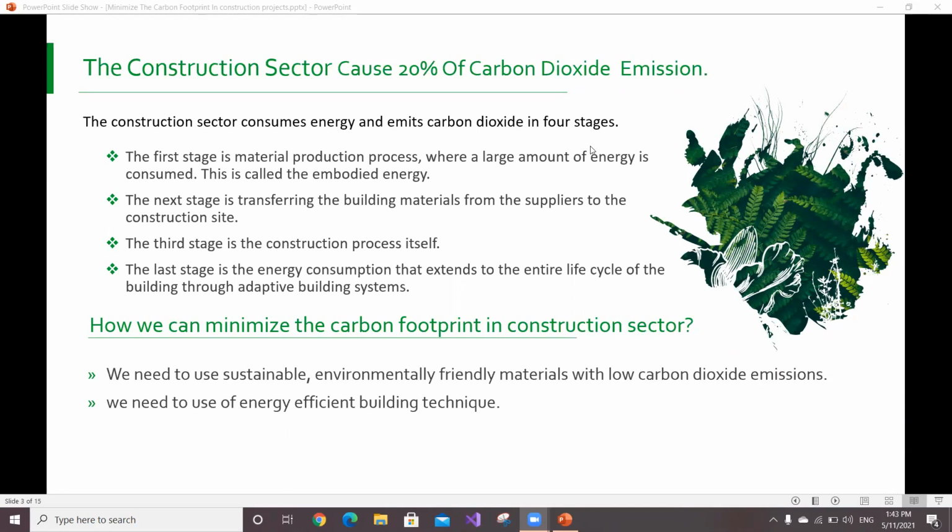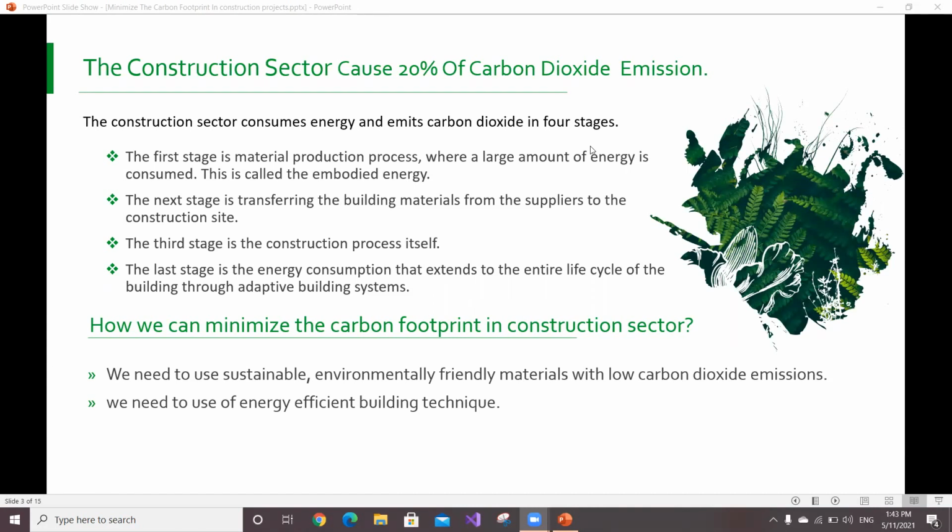After that, we think about the transportation, transiting this material from the producer to the consumer. The other thing is the construction process itself. After that, we need to think about the life cycle of our building because we consume energy. As a result, the construction sector causes more than 20% of carbon dioxide emissions. So I started to ask how we can minimize the carbon footprint in the reconstruction process.